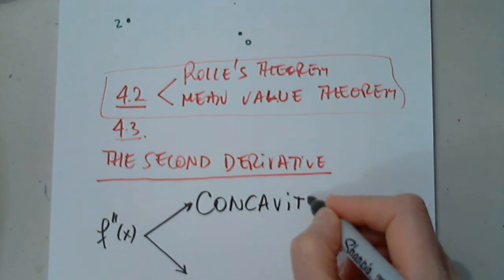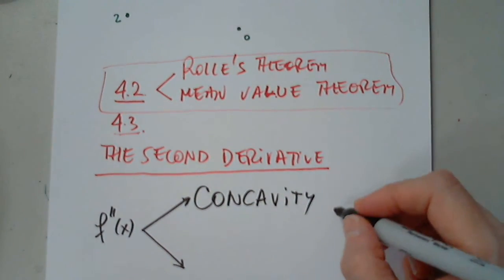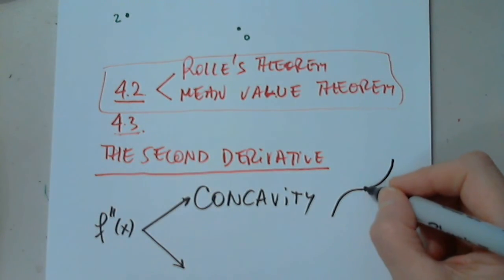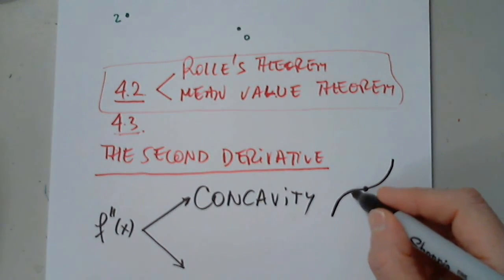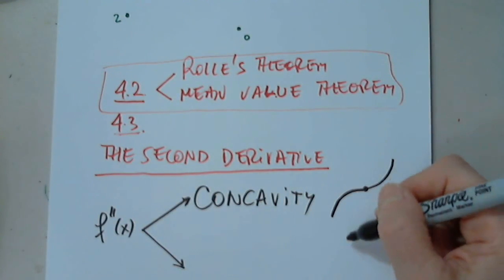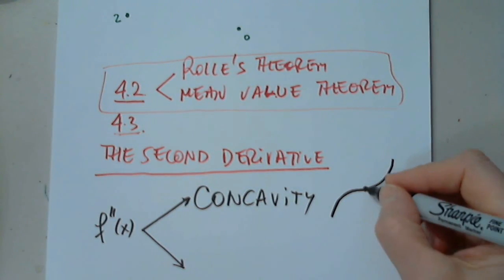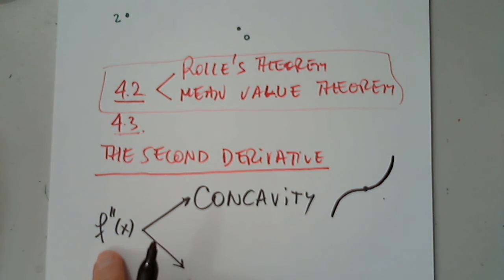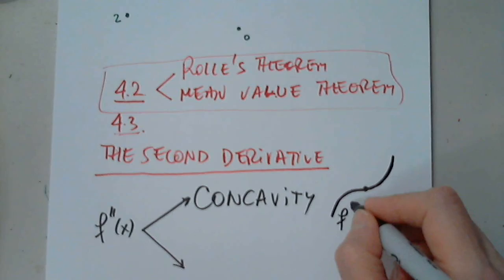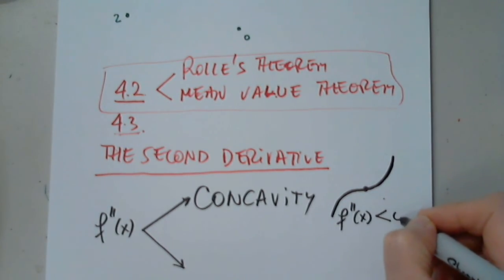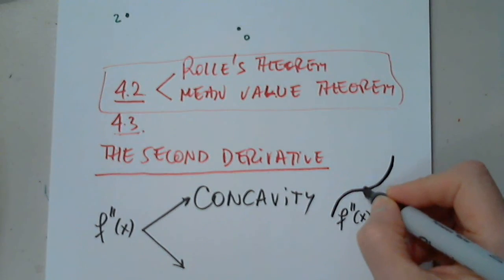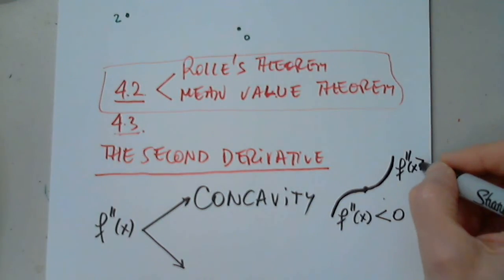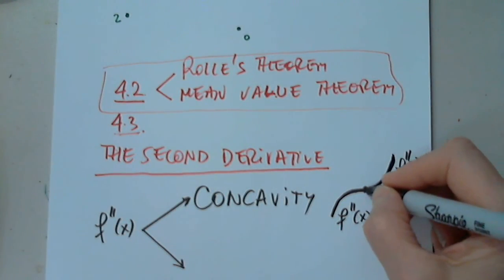Concavity. You can say, what is that? Here it is. The function on this side is concave down or downward. On this side is concave upward. So how is this related here? Well, when the second derivative is negative, the function is concave downward. When the second derivative is positive, the function is concave upward.